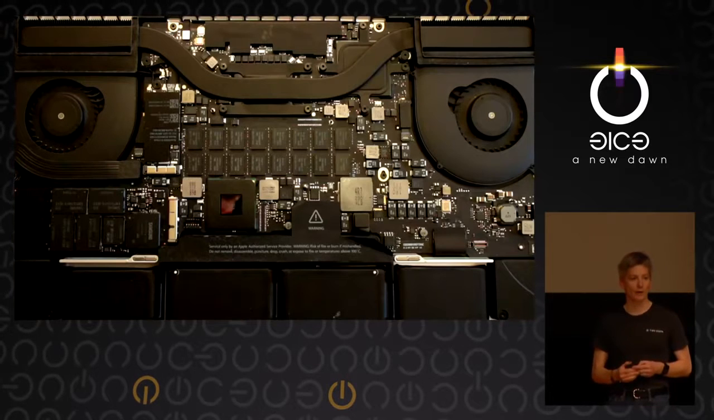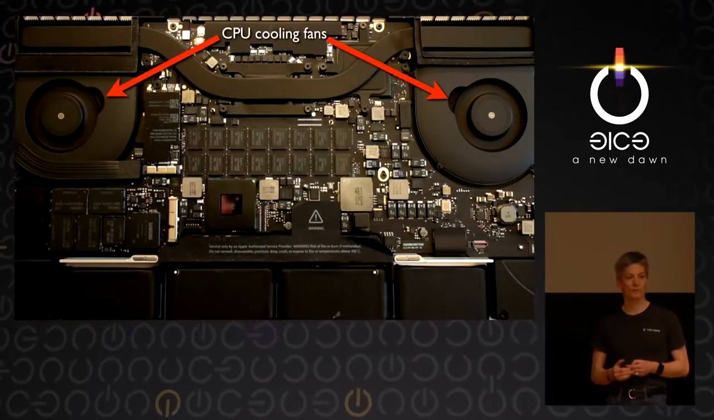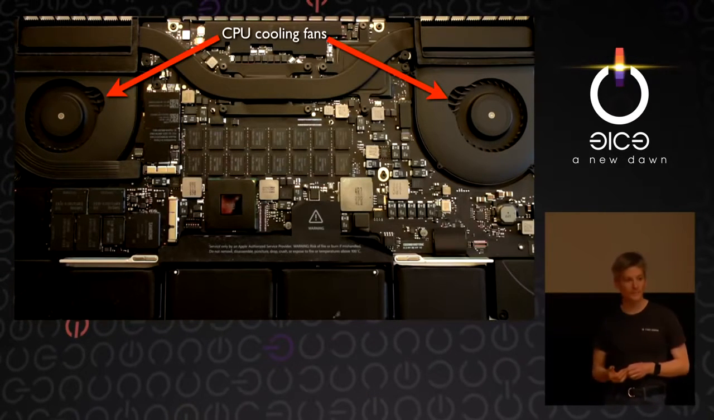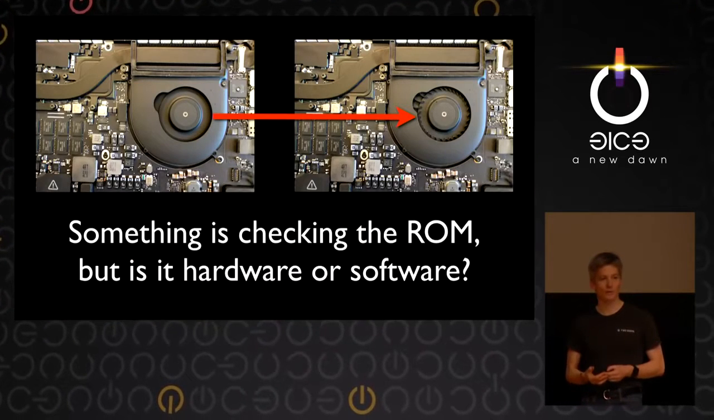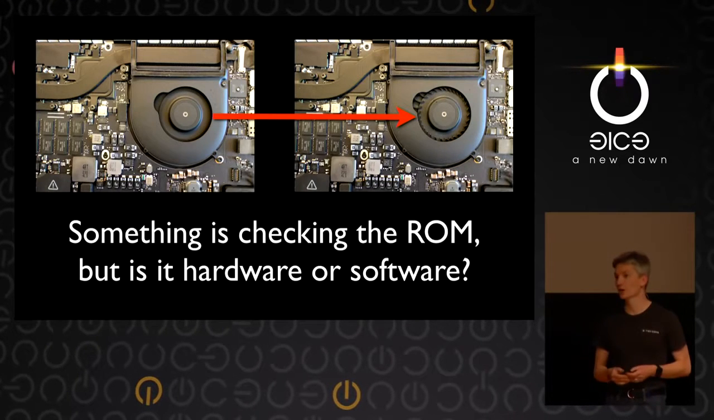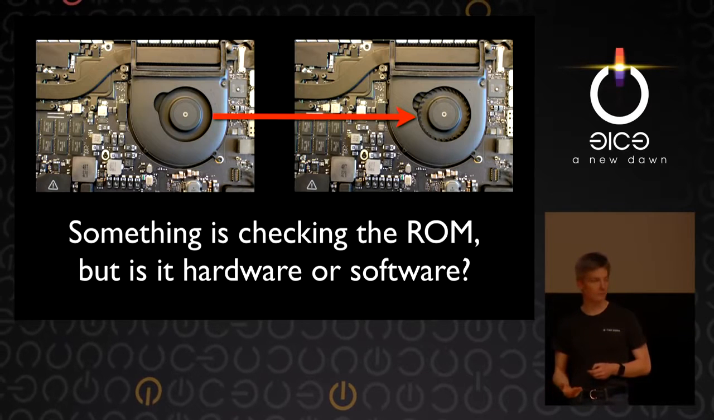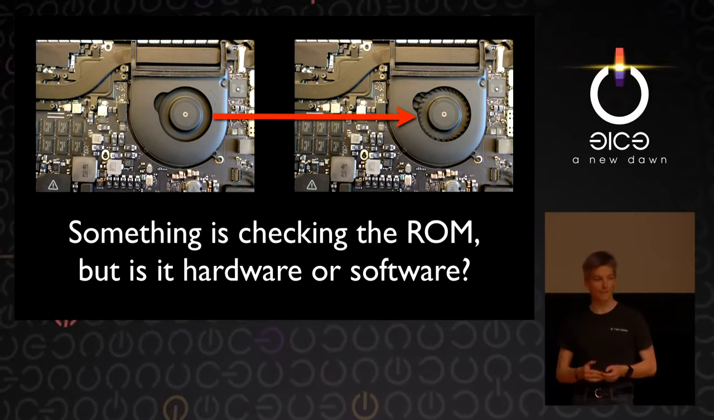And when we power it up, the fans spin up, the CPU cooling fans. And then a few seconds later, they spin down. And that indicates that something is checking the ROM. It could be an external piece of hardware, which a lot of folks have conjectured, or it might just be something in the boot ROM itself, which of course leads us to question what is doing that.